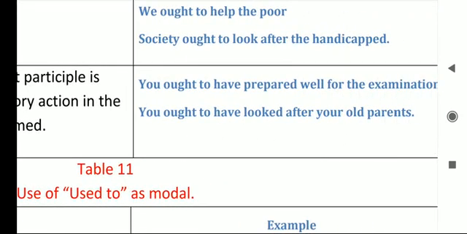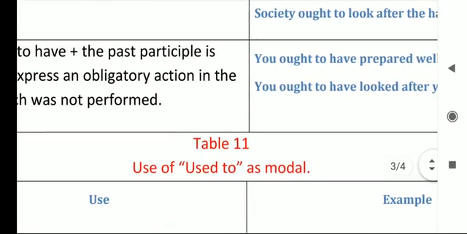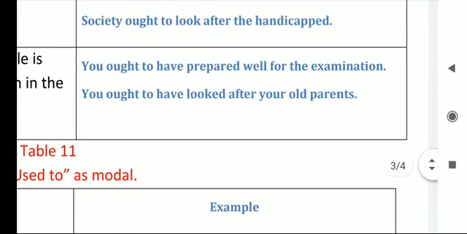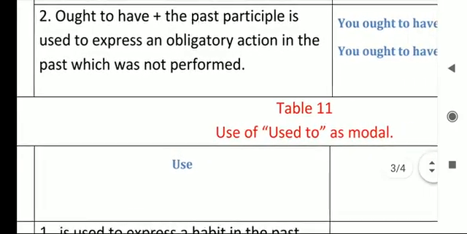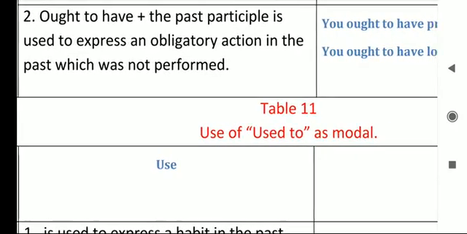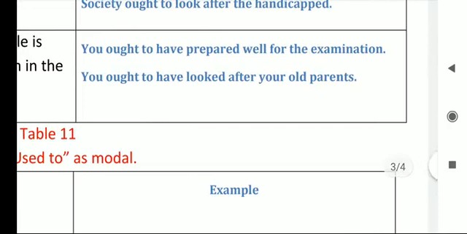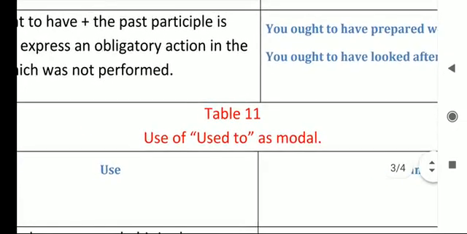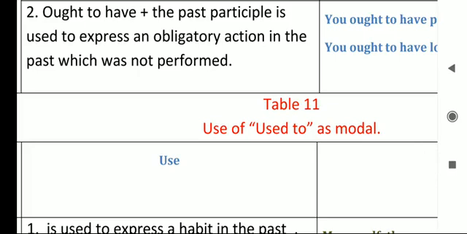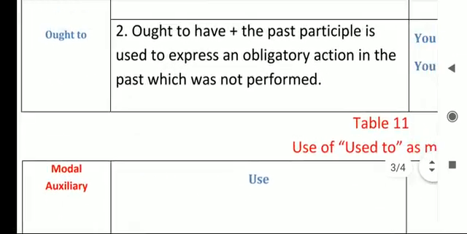You ought to have prepared well for the examination, right? You ought to have looked after your old parents. That means it is an obligatory action which has not been performed. In these examples, these are obligatory actions which have not been performed, right? So you ought to have prepared well for the examination. This was an obligatory action in the past which has not been performed. So you ought to have looked after your parents. So this is the use of ought to.